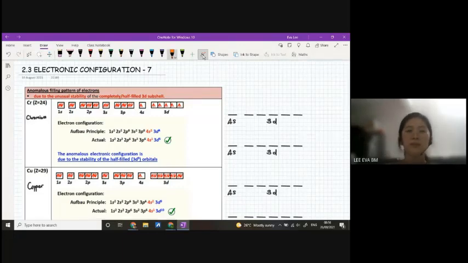Hold on. Okay. It means something special. Or it means something abnormal. Or it means something unusual.